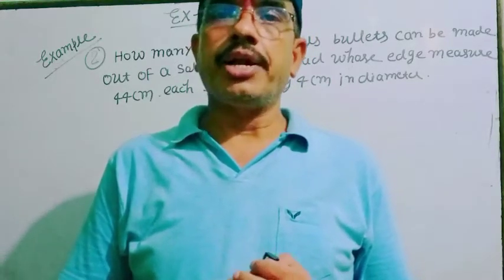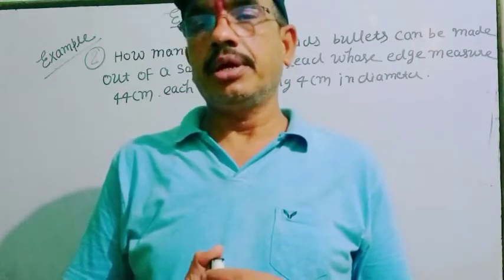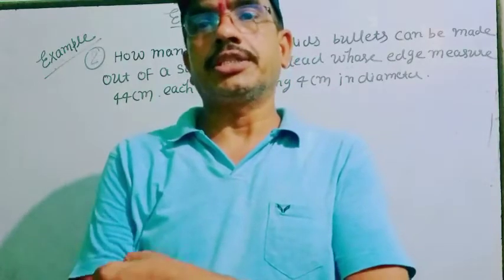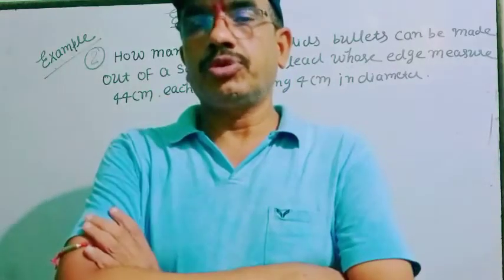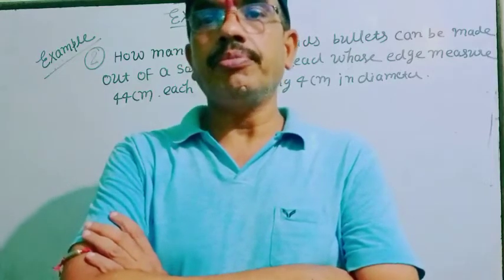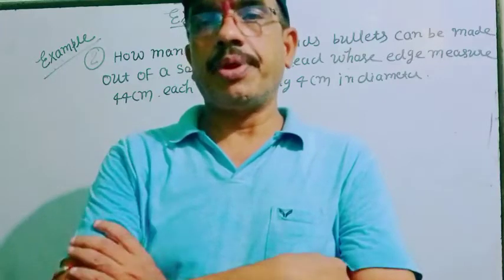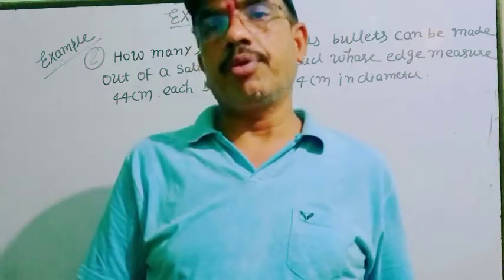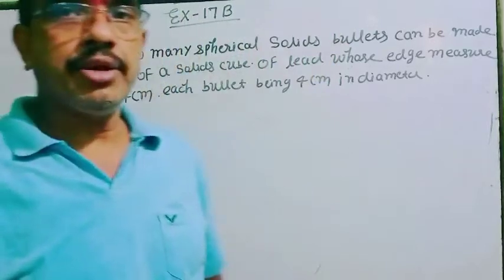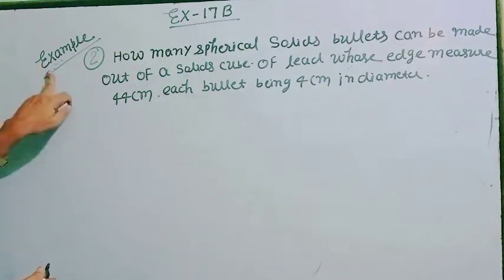Student, today I will discuss and start exercise 17b, and the examples of this exercise start from question number 2. This exercise is related to the volume and surface area of the cube, cuboid, sphere, hemisphere and cone. So now see towards the board. This is the second question of your examples.